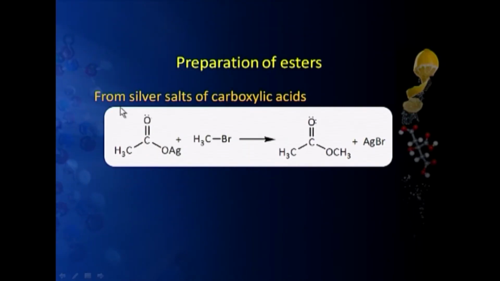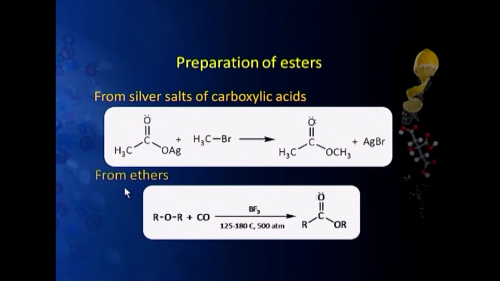Esters can also be obtained from silver salts of carboxylic acids. There the silver salts of carboxylic acids are treated with alkyl bromide, such as on treatment of silver acetate with methyl bromide, it forms methyl acetate. This reaction involves simply the loss of silver from the salt and bromide from the alkyl halide, and corresponding silver bromide is formed.